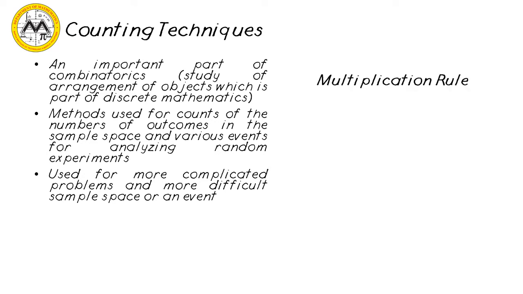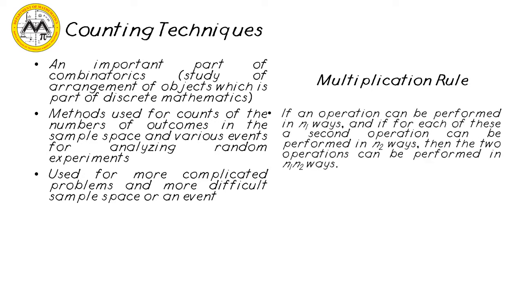The first counting technique is the multiplication rule. If an operation can be performed in n1 ways, and if for each of these a second operation can be performed in n2 ways, then the two operations can be performed in n1 times n2 ways.